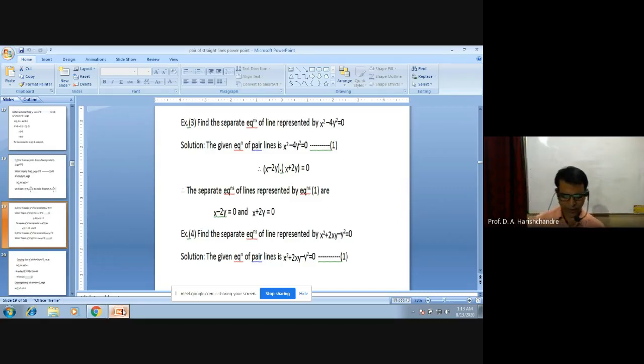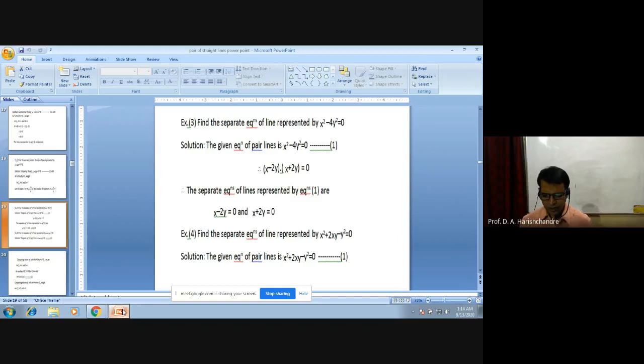Okay, so one of the lines included in equation 1 will be x minus 2y is equal to 0, and the second line will be x plus 2y is equal to 0. Move to example number 4. Find the separate equations of the lines represented by x square plus 2xy minus y square is equal to 0.